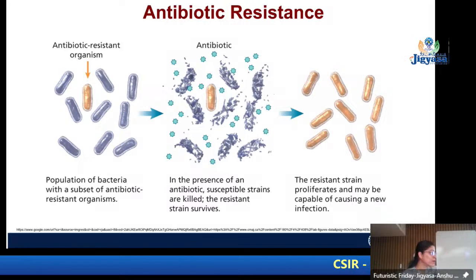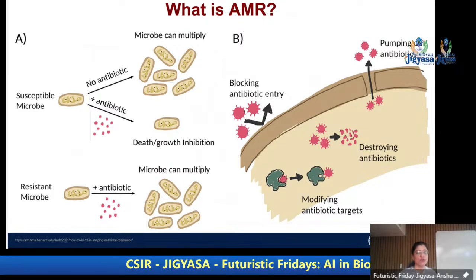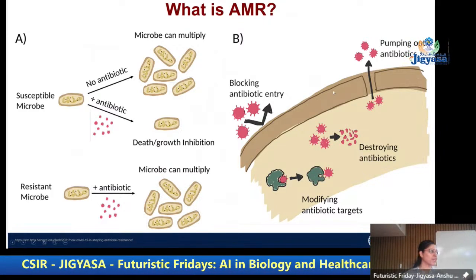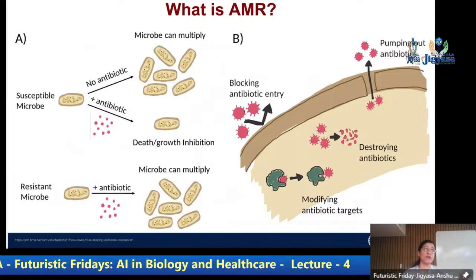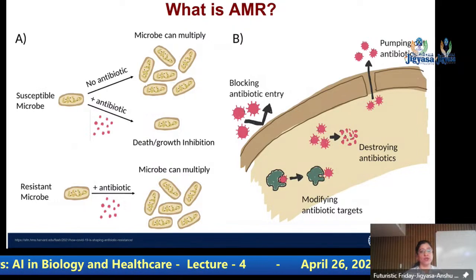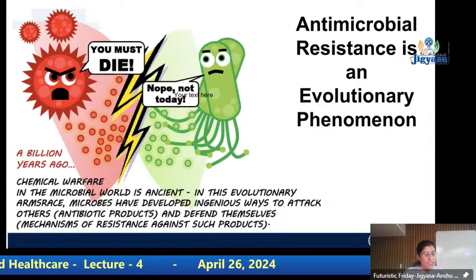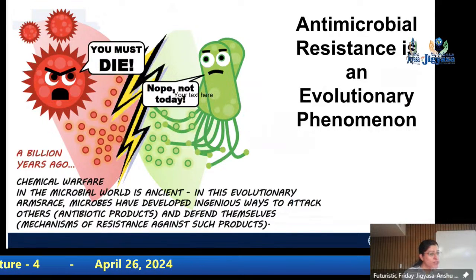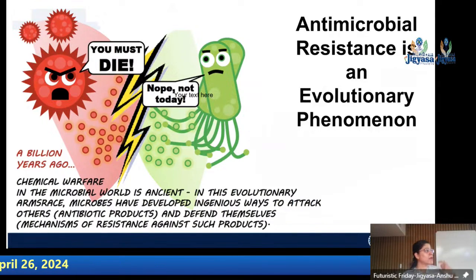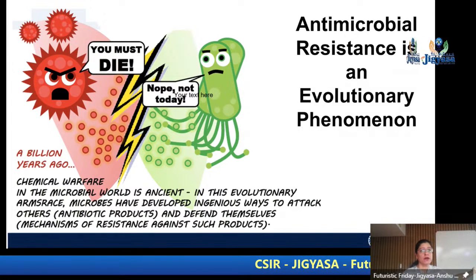Now, how do you kill them going forward is the problem, right? And then there are many mechanisms. This is for you to go back and read. This is something that we can discuss offline because there are just too many ways in which bacteria can do that. The challenge is, no matter how much AI ML we apply, no matter how much drug discovery we do, AMR is an evolutionary phenomenon.